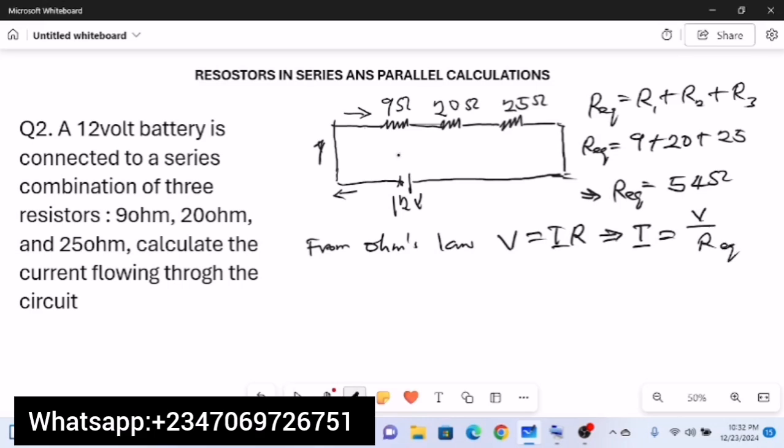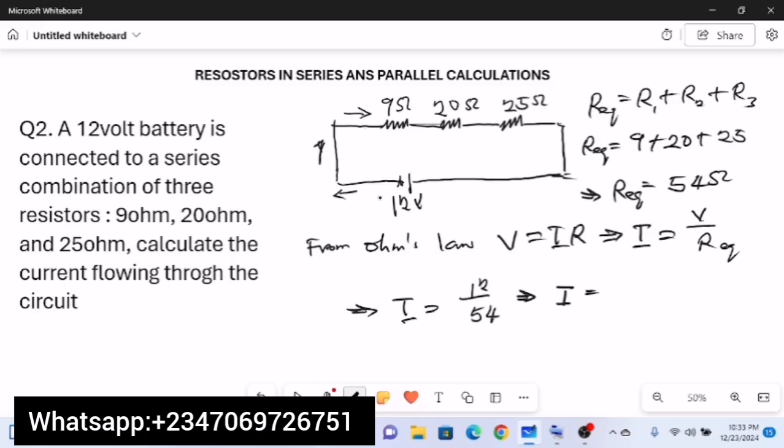So this simply implies that for this given circuit and for this given question, the current flowing through the circuit is going to be equal to the voltage, or the potential difference, which is the voltage source given in the question as 12 volts. So we simply have 12 divided by the equivalent resistance, which is 54. So the current flowing through the circuit is going to be equal to 12 divided by 54. That simply gives us approximately 0.22 ampere.